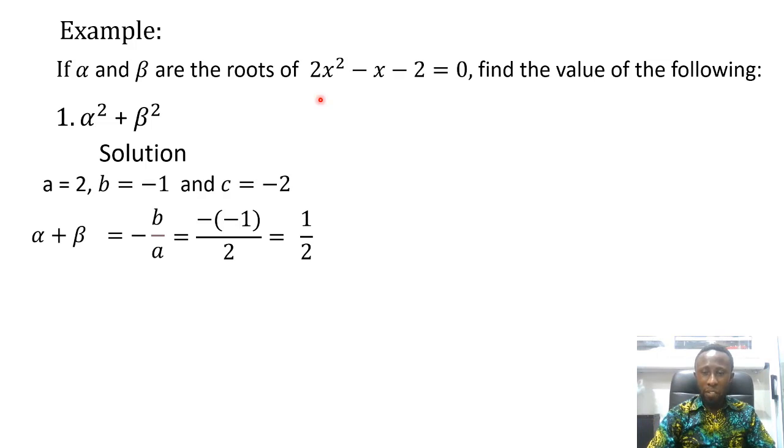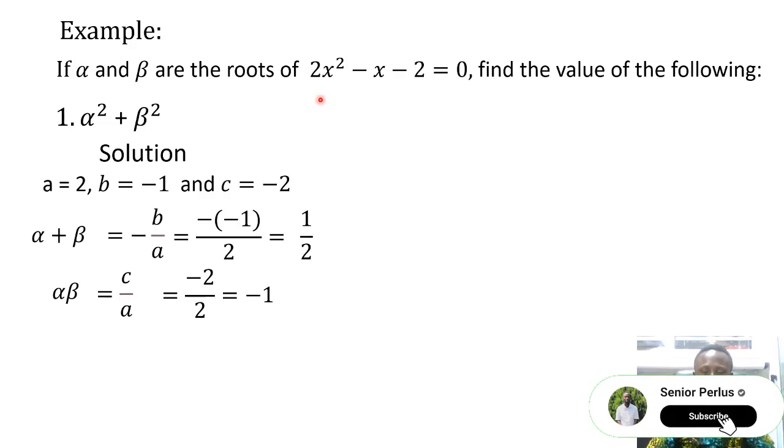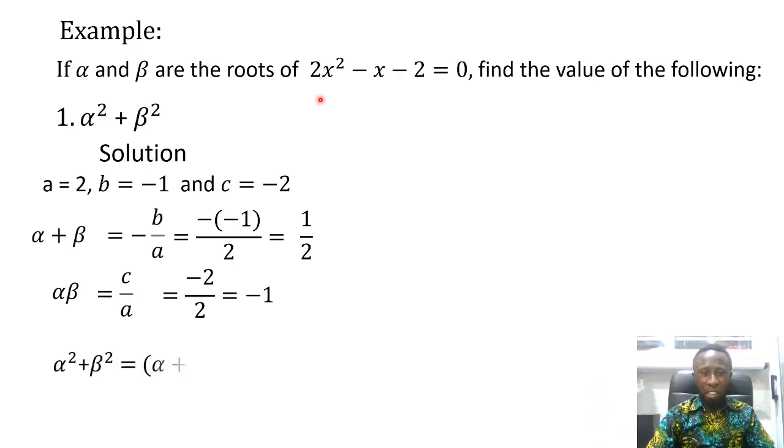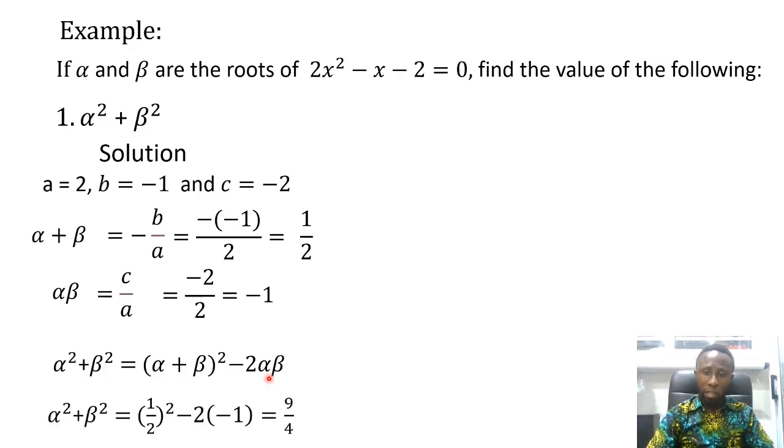Then I'll put that alpha times beta is c over a. We know our c here and our a here. Good. Now, what should we do? The main question. Alpha squared plus beta squared is alpha plus beta squared minus 2 alpha beta, which we have proved. So we know our identity. So we just do the substitution here because alpha plus beta is the sum. Our sum here is half, and then our product here is negative 1. So we just substitute in there, then you find it. So the answer is 9 over 4.